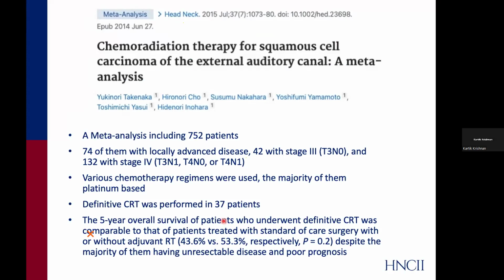This was despite patients having unresectable disease and poor prognosis. So in spite of having unresectable disease, by giving them chemoradiation, a good response was seen. The overall survival was 43.6%. So this meta-analysis showed that there is some role of definitive CRT and it should be considered in patients who have unresectable disease.